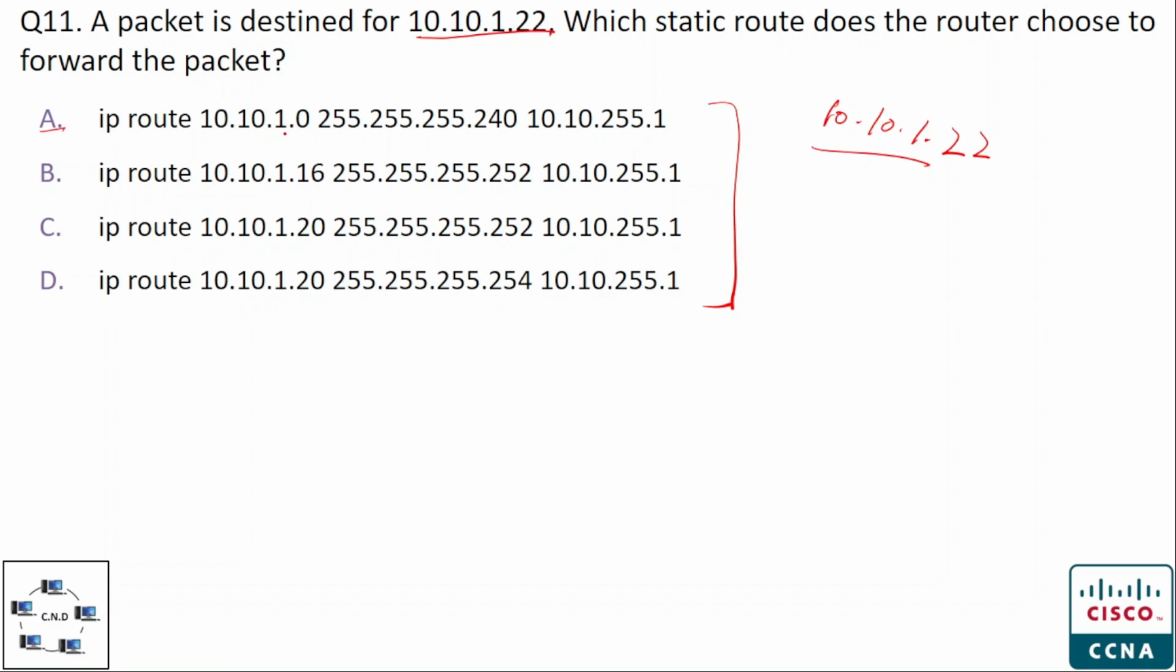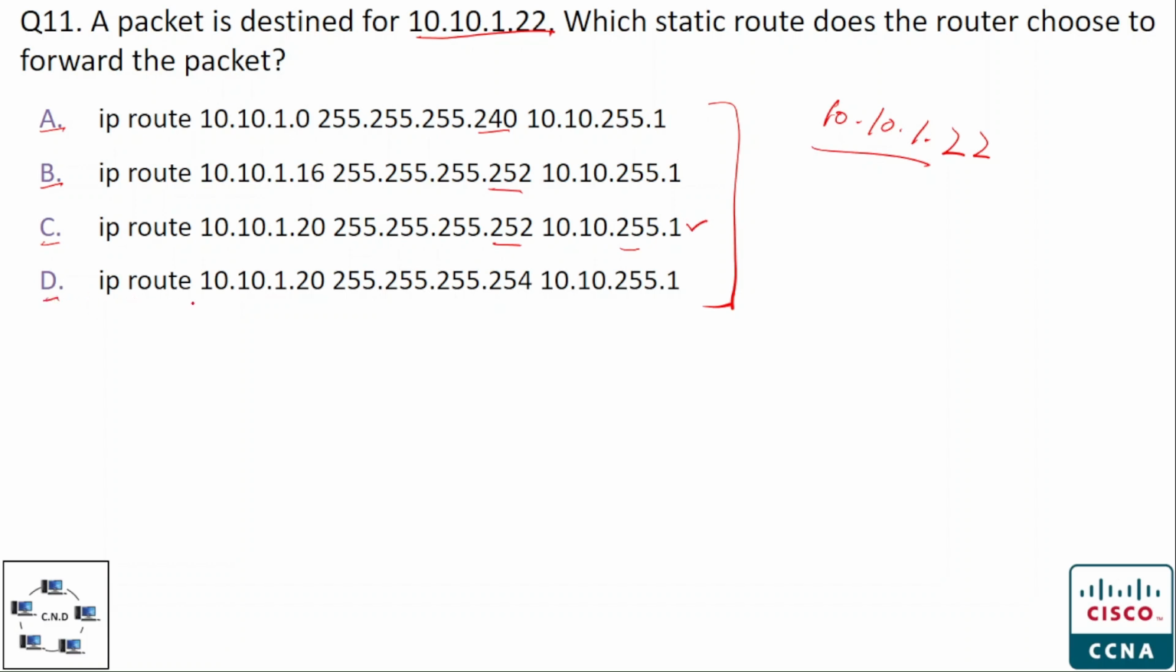Option A: IP route 10.10.1.0 with subnet mask 240, and the gateway is the same for all, 10.10.255.1. Option B: 10.10.1.16 with 255.255.255.252, and the gateway is 10.10.255.1. Option C: the route 10.10.1.20 with subnet mask 255.255.255.252, the gateway is the same. Gateway, you can say, is the next hop.